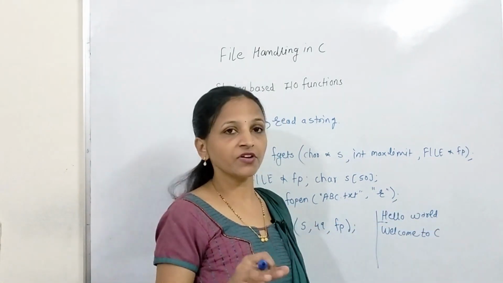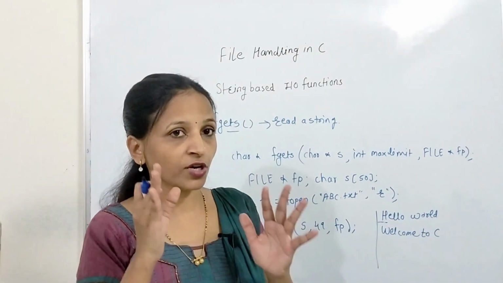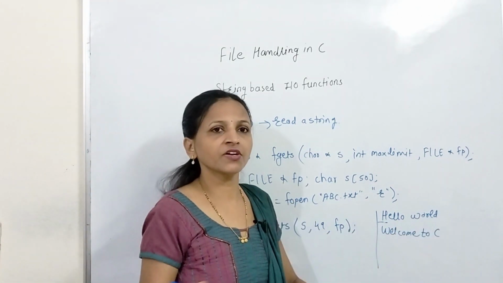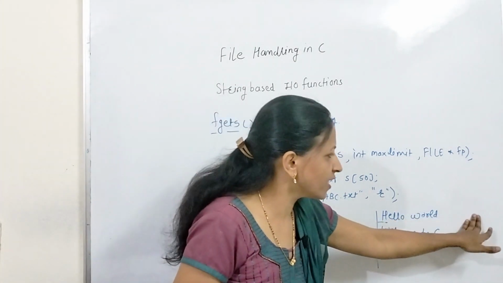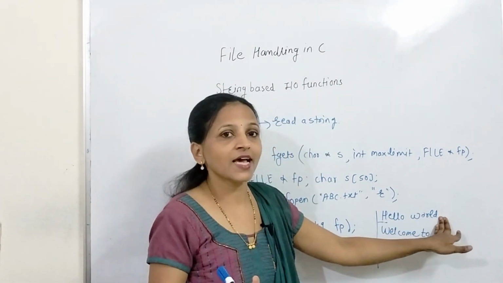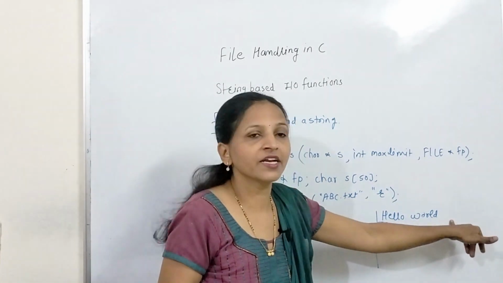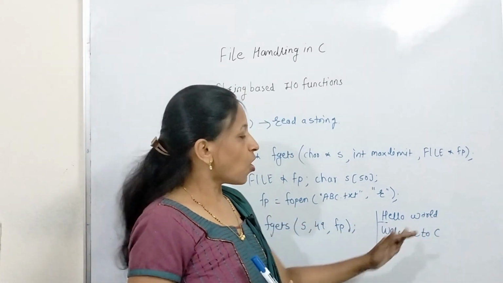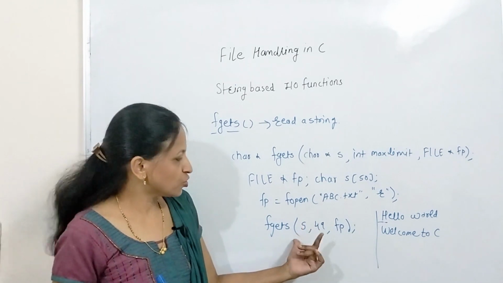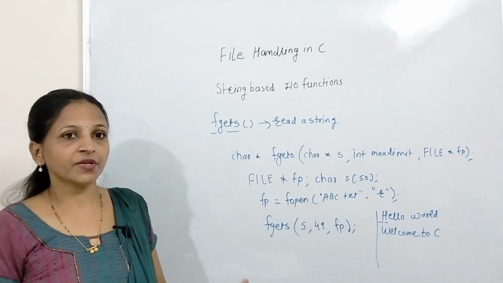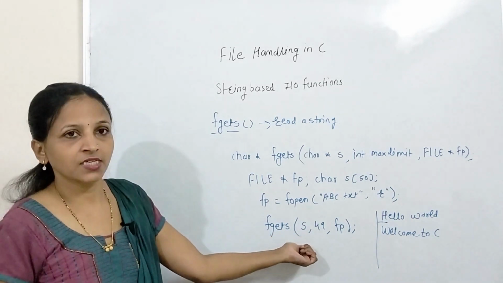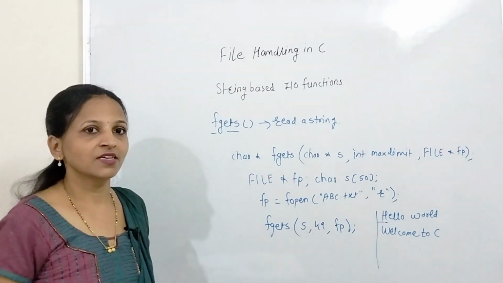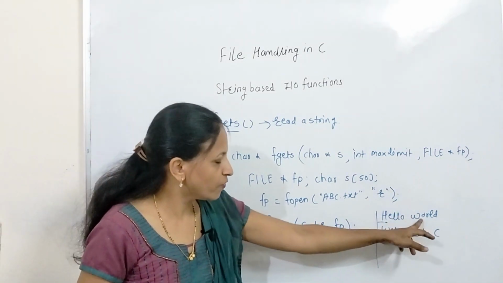This means if the string has more than 49 characters, it will read only 49 characters from that string. But if the string has fewer than 49 characters and before the 49th character there is a slash n, slash n means this line has ended here. After reaching the slash n character or the 49th character, it will stop reading that string. Whatever string is read from that file, it will store inside this s. It reads from the file where this fp is pointing. It will read hello world and store it inside s.